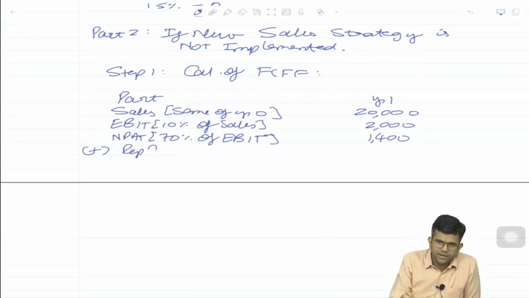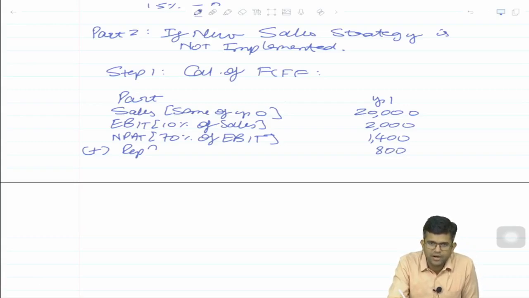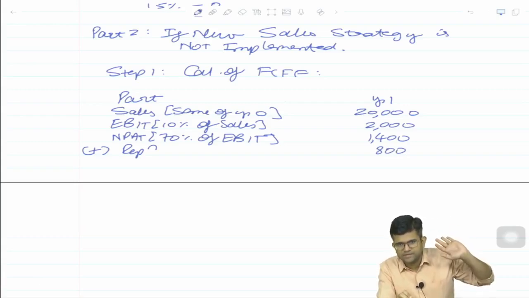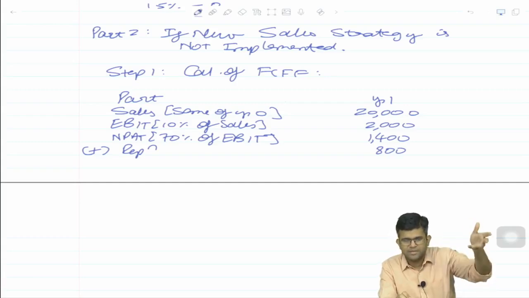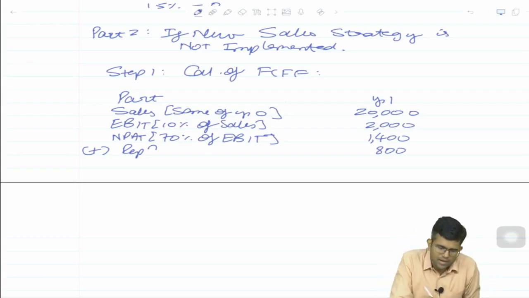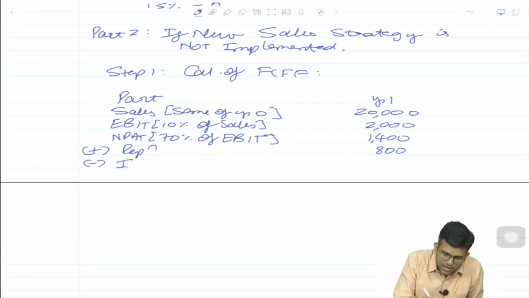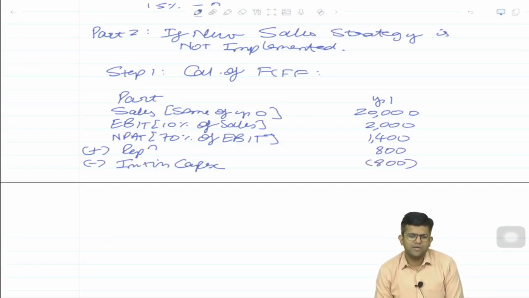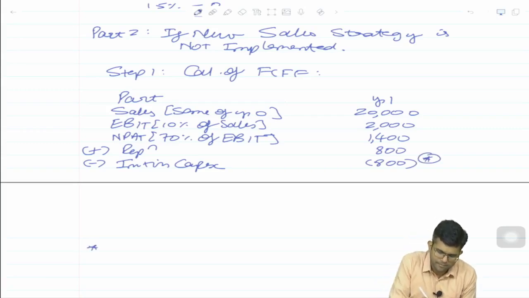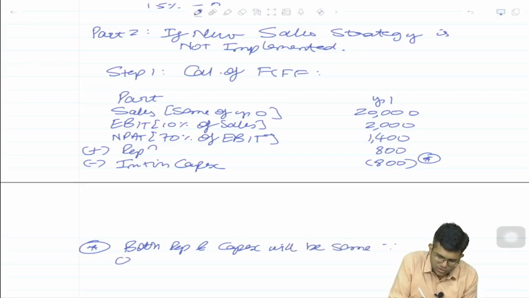Wait, don't write. Depreciation, can I say will be 800 rupees? Please listen carefully to me. Depreciation will be 800. How did I get 800? Last year I had 8,000 rupees as fixed assets, 10% of it, 800. Less investment in capex, 800. Can someone figure out why I am saying both will be same? Both depreciation and capex will be same since opening FA equal to closing FA.